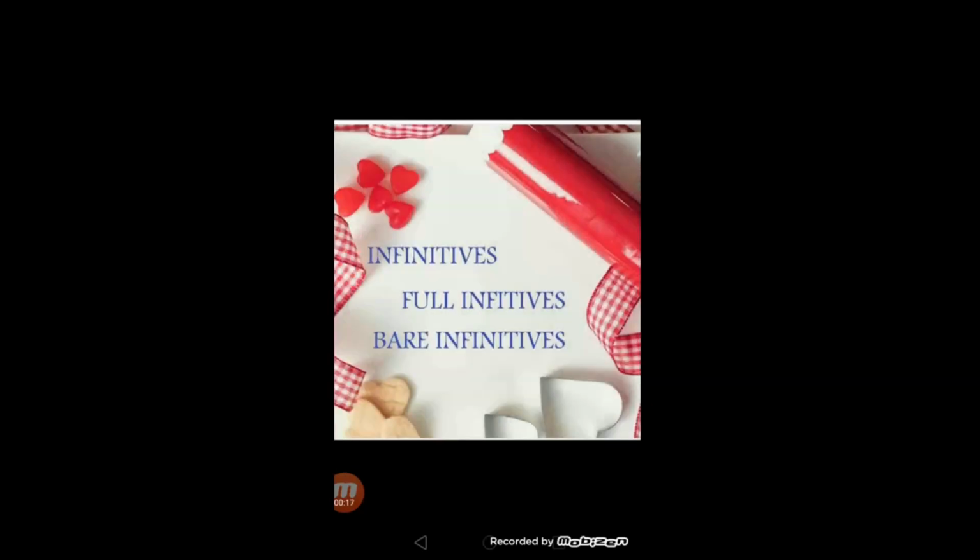Today we are going to talk about infinitives. There are two kinds of infinitives, full infinitives and bare infinitives.